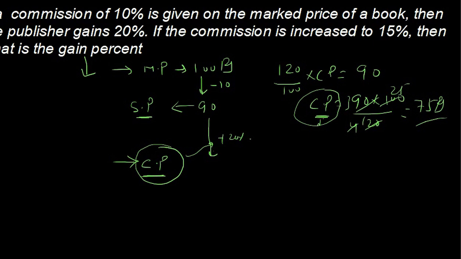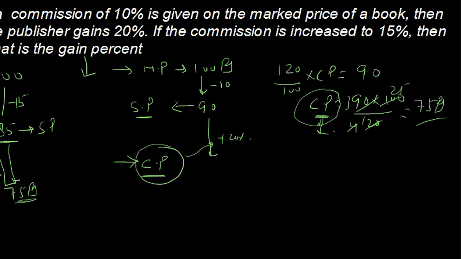So 75 rupees is the cost price of this particular book. But now the question is changed. If you give a 15% discount, that is minus 15 rupees, so now your selling price is going to be 85 rupees. And what is your cost price? Your cost price is fixed, that is 75 rupees. So now what is the percentage profit you gain?